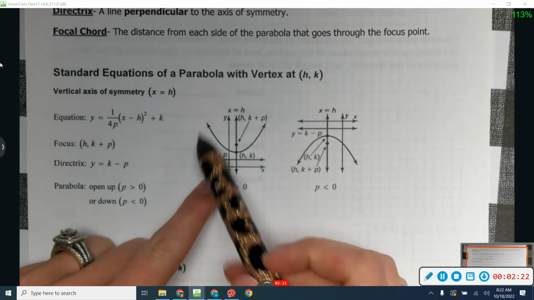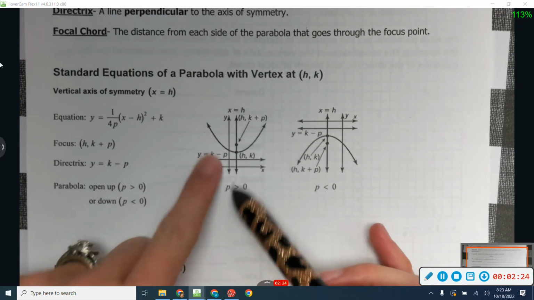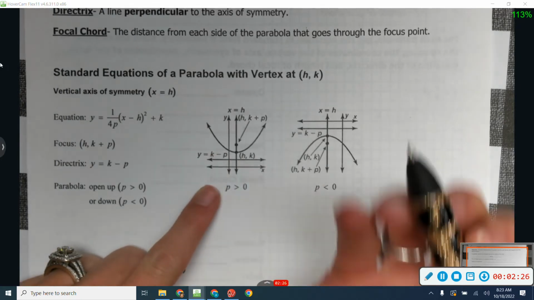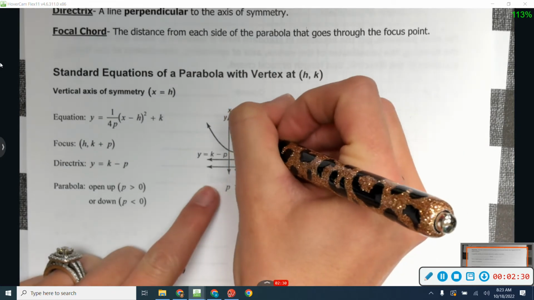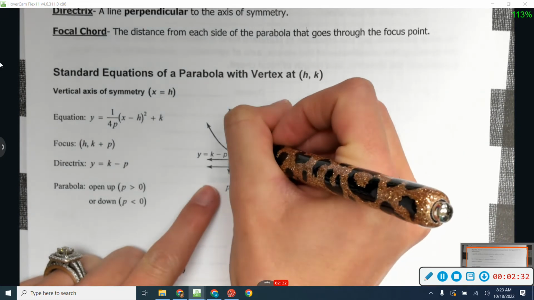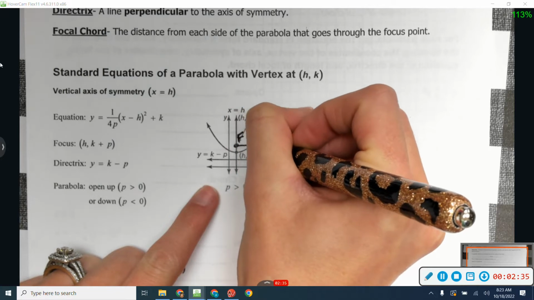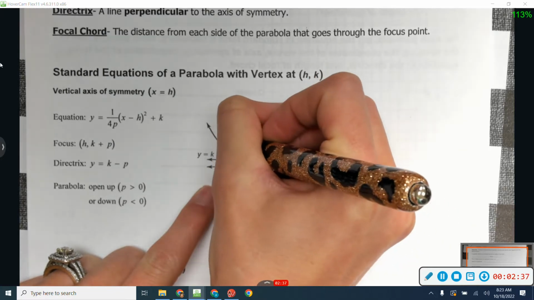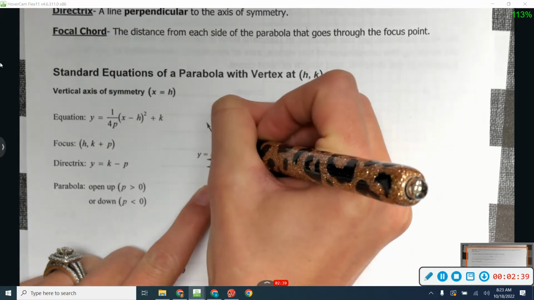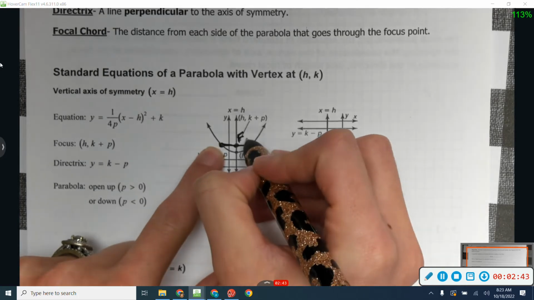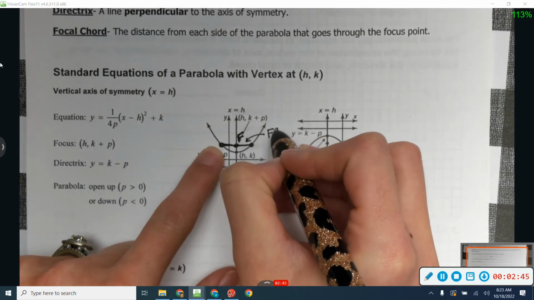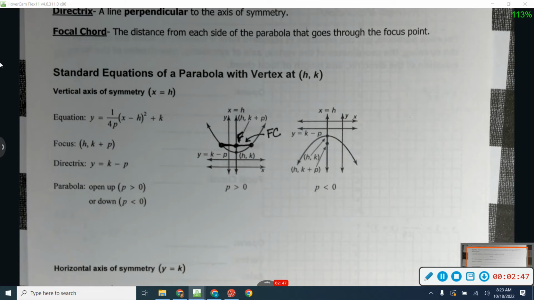So this is pretty much everything I just drew, opening upward, okay? Now your focal chord, if this is my focus, I'm going to put an F for focus. Your focal chord is what's going to pass through that focus and go from one side of the parabola to the other, okay? So that is my focal chord. I'm going to do FC. It looks really confusing at once, but it is not.